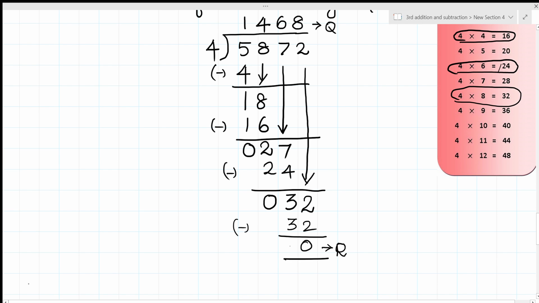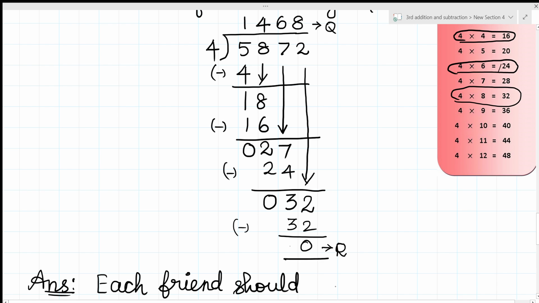Now let us write the answer. Each friend should give rupees 1468. This is what each friend should give to buy the tablet computer. Is this clear, children? Shall we move to the next question? Yes.